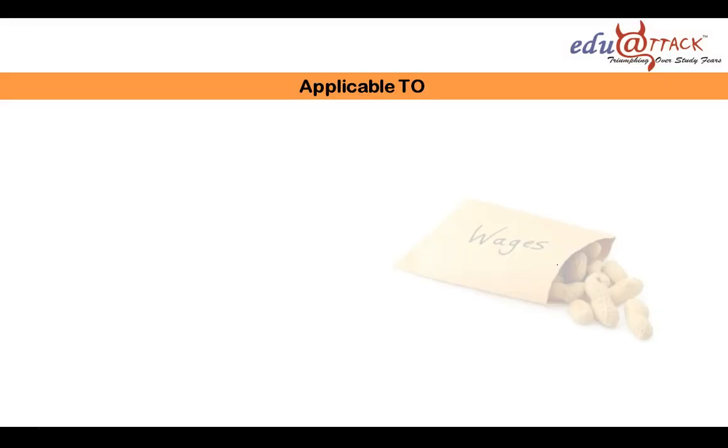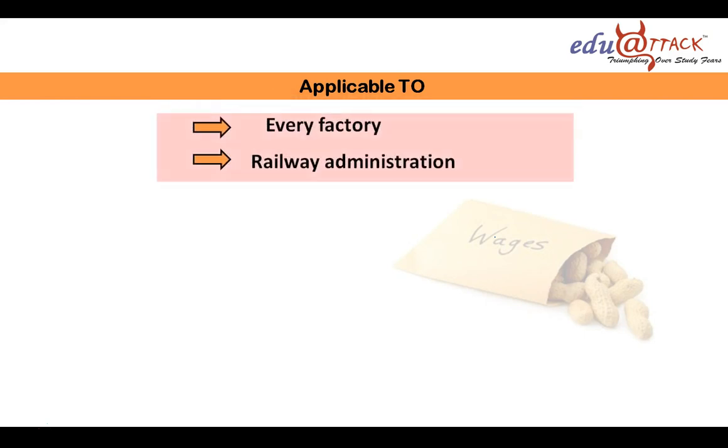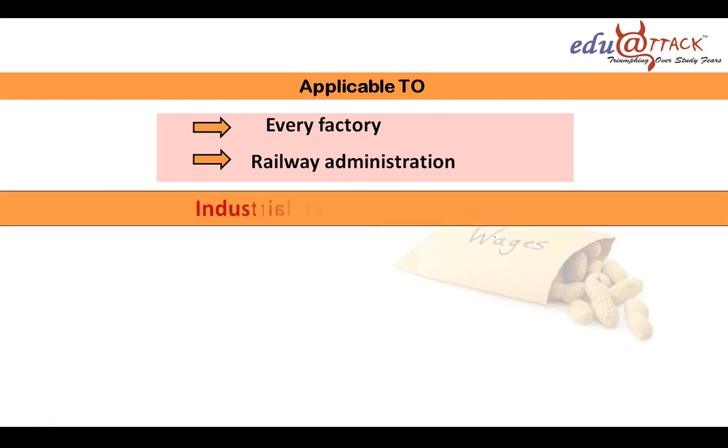Now what is the application here? To whom does the Payment of Wages Act apply? To every factory, railway administration and industrial or other establishment. Now what is an industrial or other establishment? So there is basically a full list here. We have to discuss one by one.